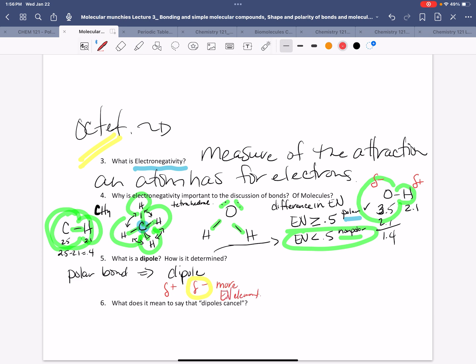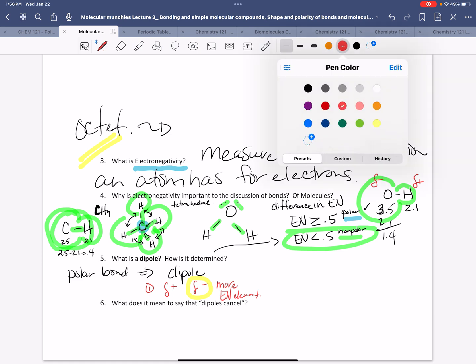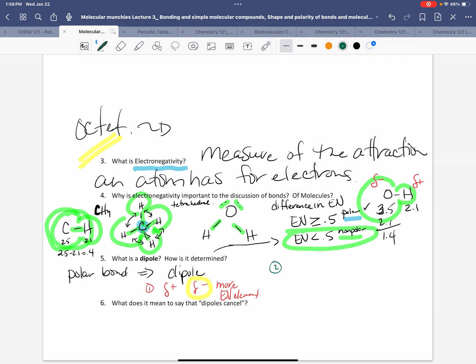Another way to draw a dipole, so that's our first way. Our second way to draw a dipole, okay, is to actually draw an arrow. So when I look at the bond between oxygen and hydrogen in this case, we know that the electrons are hanging out around the oxygen more. So we're going to draw a bond dipole. So make sure we understand this is a bond dipole, and that's going to be important in a minute.